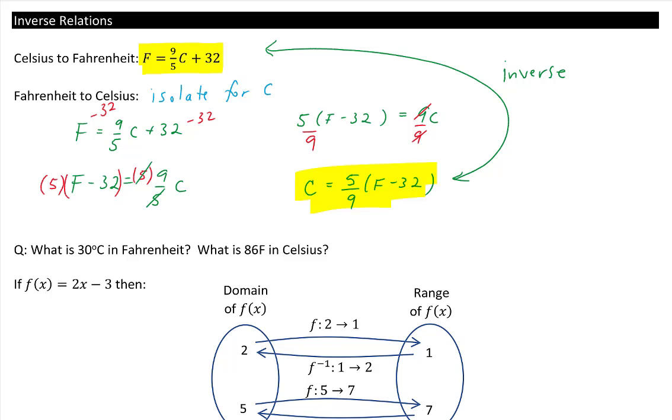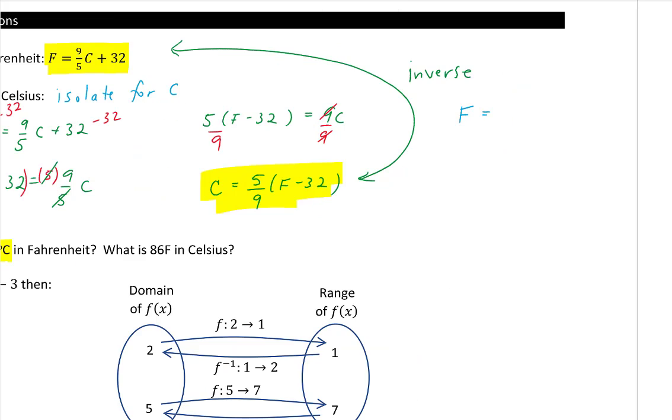So if I took 30 degrees Celsius and subbed it into the first formula, I would get out 86 degrees Fahrenheit. So Fahrenheit equals 9 over 5 times 30, plus 32. That's going to give me 54 plus 32, which equals 86 Fahrenheit. So you see this relationship here takes in degrees Celsius and spits out Fahrenheit.